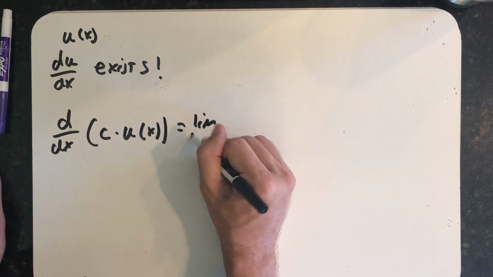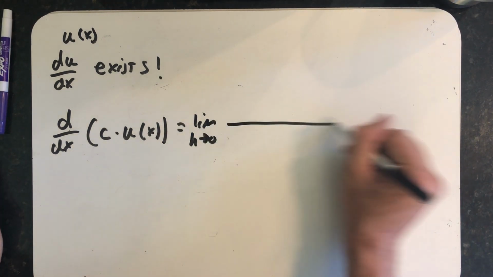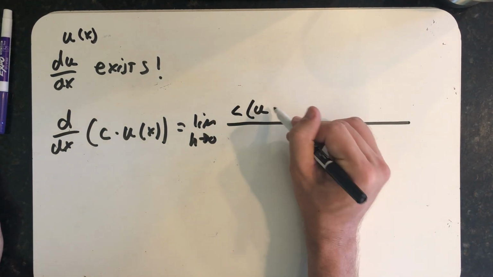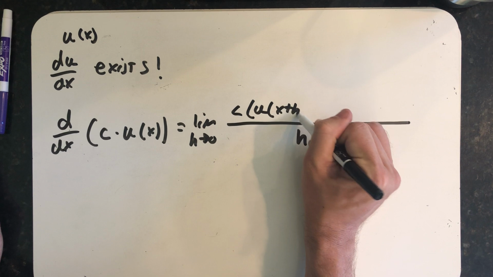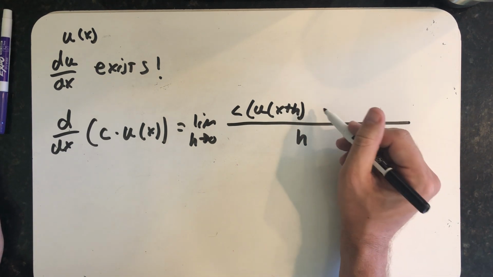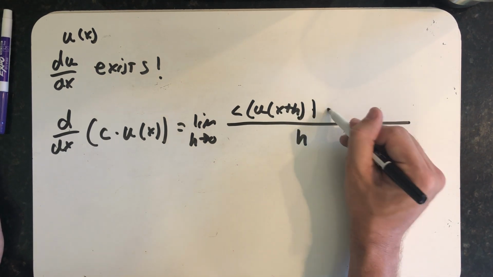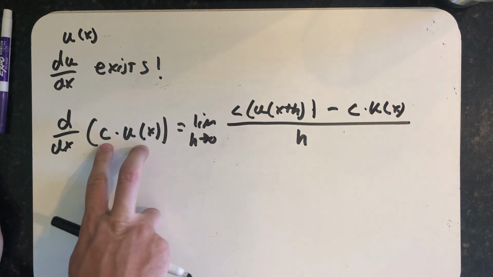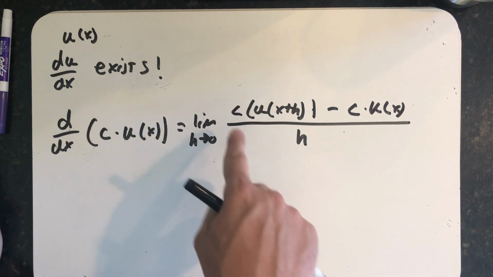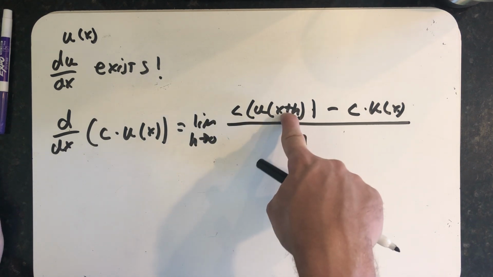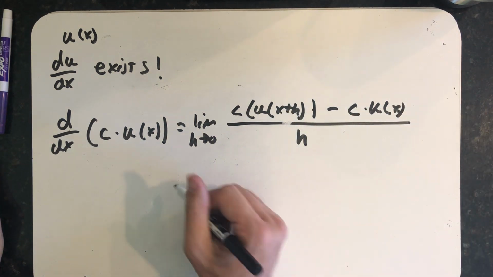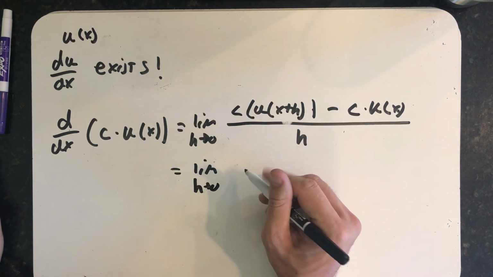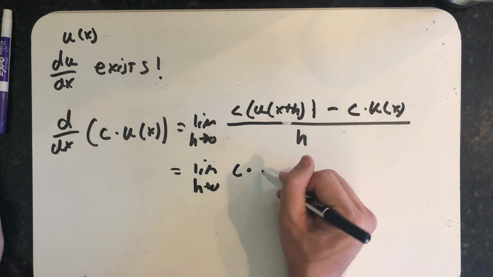Well, that would be the limit as h approaches 0 of c times u of x plus h, minus c times u of x, all over h. This is the function I'm taking the derivative of, so I have that function with an x plus h in the middle. I have that function with an x in the middle. I see that both have a c, so I can imagine factoring out a c.